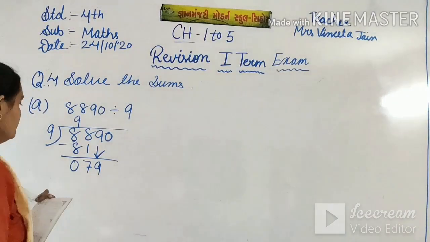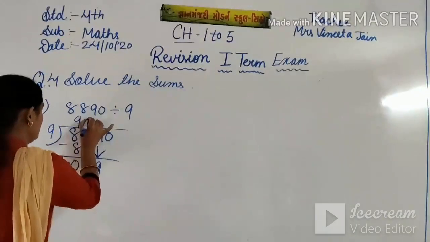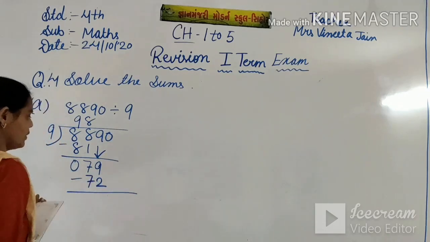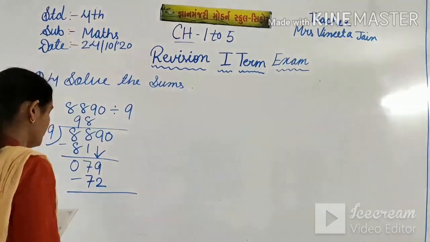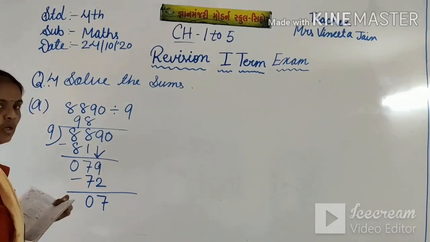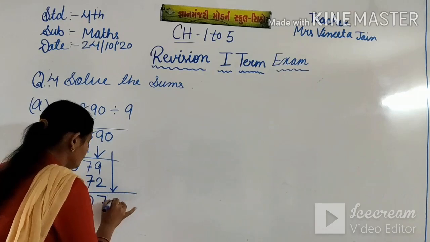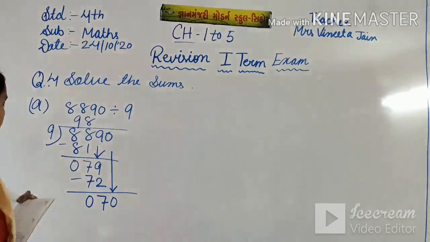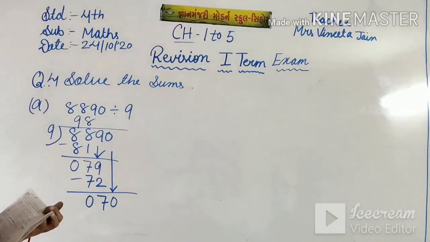Okay, so 9 eights are 72. Now we do subtraction. Okay, now 9 minus 2, 7. Next, 7 minus 7, 0. Okay, next, now bring down the number 0 here. Okay, now we have 70, so 70 divided by 9. Okay, 9 sevens are 63.